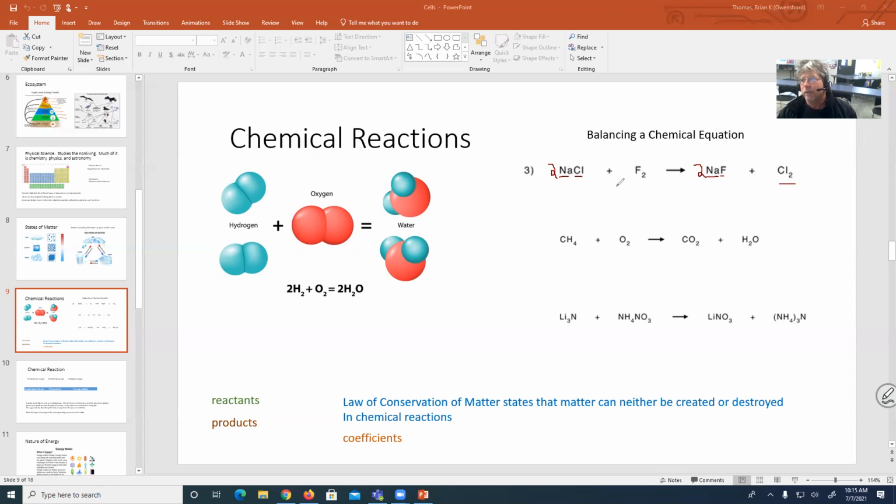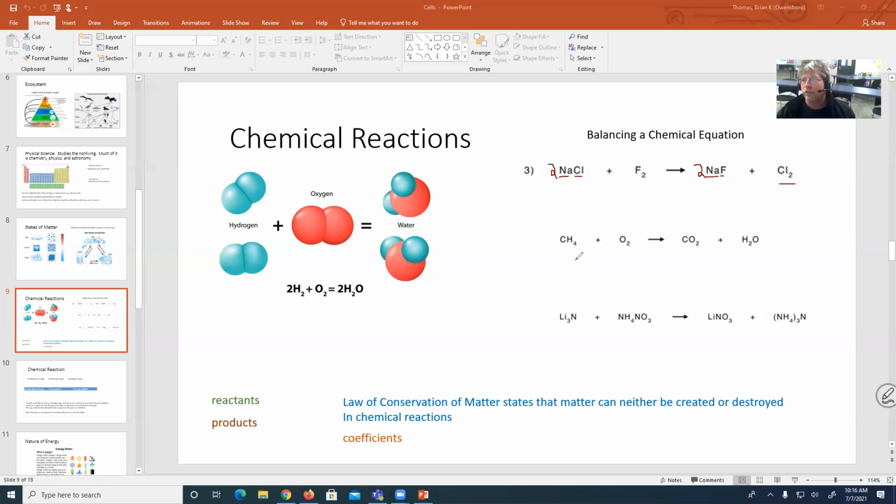The catch is, what about the F2? Well, if I have 2 Fs here, I've got to have 2 Fs over here. And remember, the coefficient means it goes with the F as well and says that there are 2 Fs as well. So this means we are now balanced. I have 2 Nas, I have 2 Nas. This 2 goes with the Cl, and the subscript means there is a chlorine molecule over here, a Cl. And then this subscript here, this 2 means I have 2 Fs here, and this coefficient goes with this F to make that 2 Fs. So it's now balanced out.